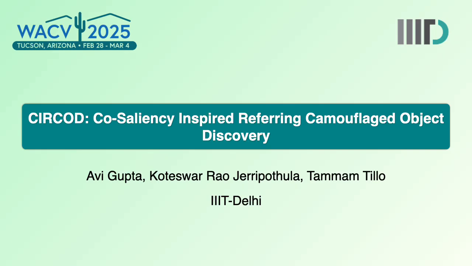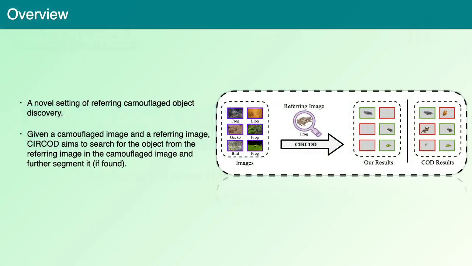My name is Avi Gupta and I'll be presenting our work titled Co-Saliency Inspired Referring Camouflage Object Discovery. In this work, we propose a novel setting of referring camouflage object discovery. Let's look at the image here. We have a pool of camouflaged images and a referring image of a frog. Our proposed network CIRCOD aims to search for the object from the referring image within the pool of camouflaged images and further segment them if found.